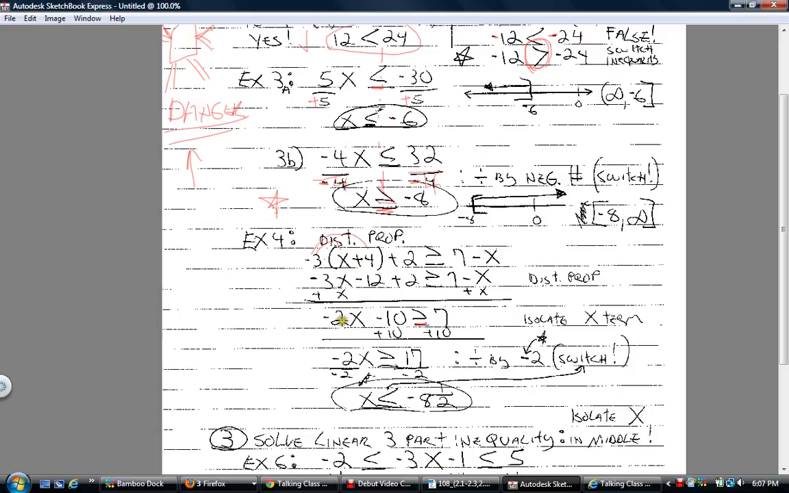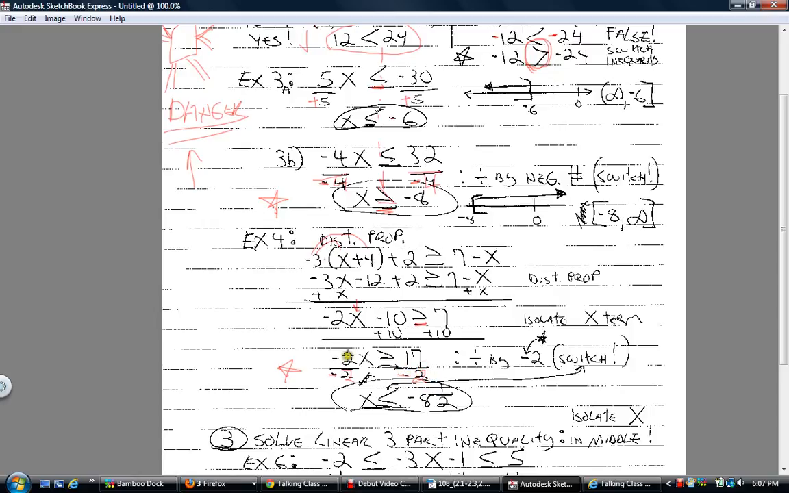Okay, another step, got to isolate the x term, so I add 10 to both sides, so now I've got negative 2x greater than or equal to 17. 7 plus 10, 17. Here's the big moment. You're dividing by what? Negative 2. So warning right there, warning, divide by negative 2 on both sides.